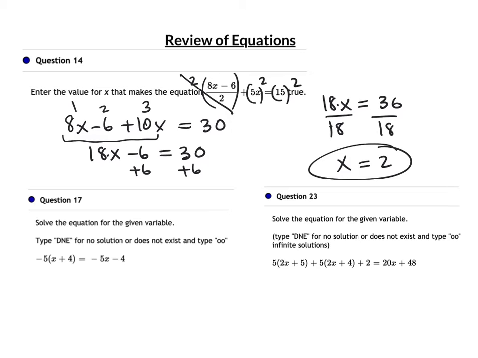17 and 18. These just take a couple of seconds. On 17, you distribute negative 5 times x, negative 5 times 4.